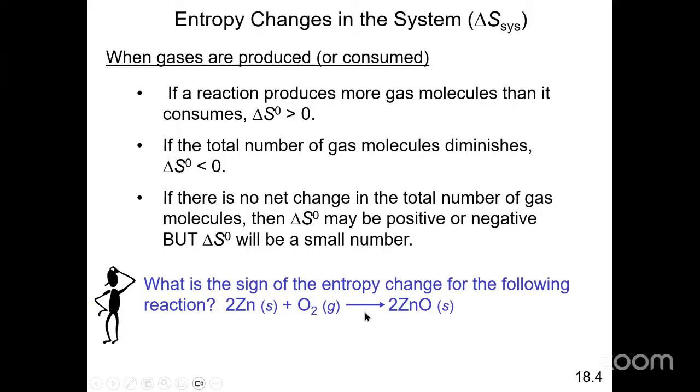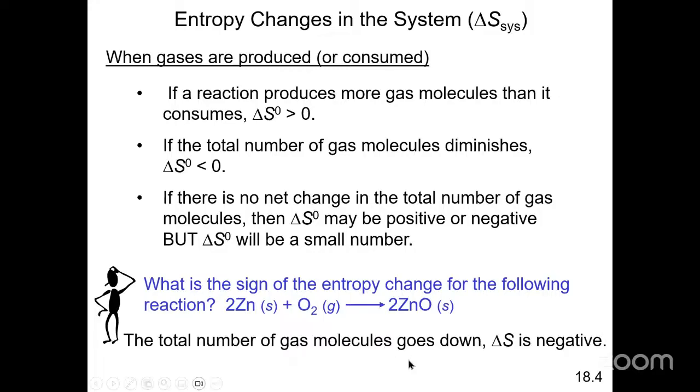So let's look at this example here. It gives you the balanced equation, which is important. And the question is asking for the sign. It's not asking you to calculate, it's just asking whether delta S is positive or negative. So what do you think the answer is? It will be negative. Why? Because of the gas molecules. You have one oxygen molecule on the left, and you have no gases on the right. So therefore you'd expect delta S to be negative. Okay, so that's basically what you look for in order to make predictions when gases are involved.